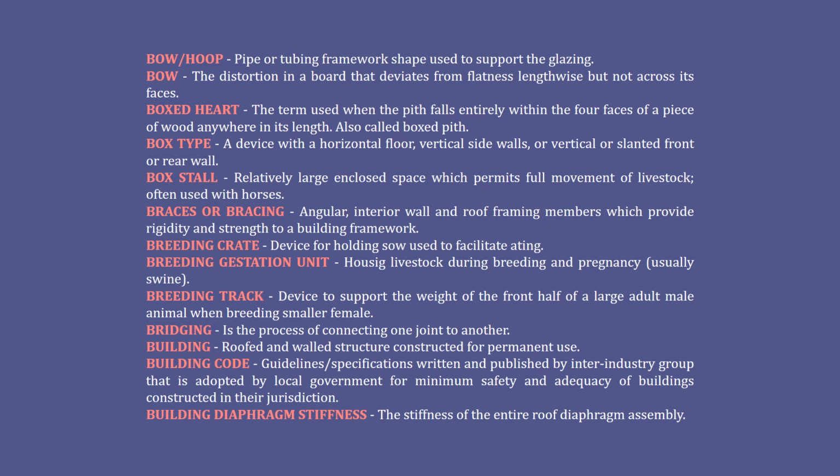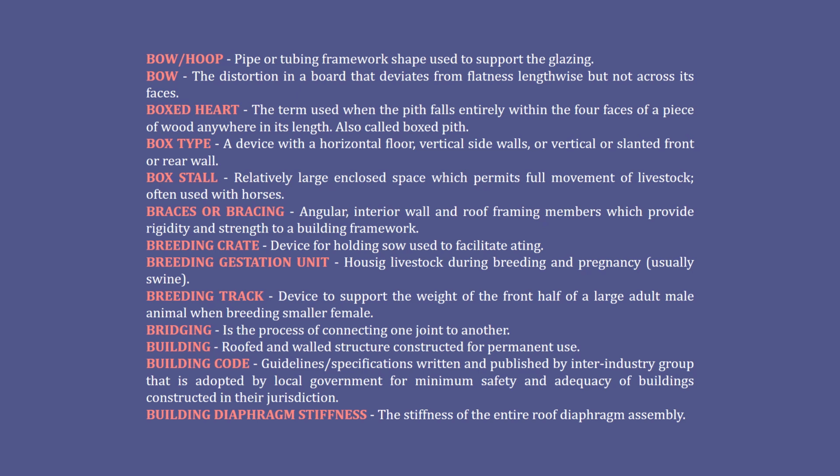Box type, a device with a horizontal floor, vertical side walls, and vertical or slanted front or rear wall. Box stall, relatively large enclosed space which permits full movement of livestock, often used with horses. Braces or bracing, angular interior wall and roof framing members which provide rigidity and strength to a building framework.